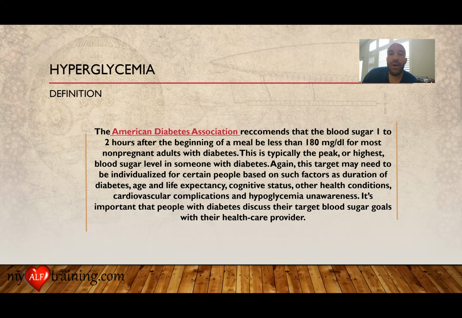Again, this target may be individualized for certain people. The doctor may tell a patient that their hyperglycemia threshold is 220 or 200. They may change the rules for them depending on several different factors: how long they've had diabetes, maybe the doctor's trying to manage it a bit tighter, their age, their cognitive status, cardiovascular complications. There are many different reasons why.